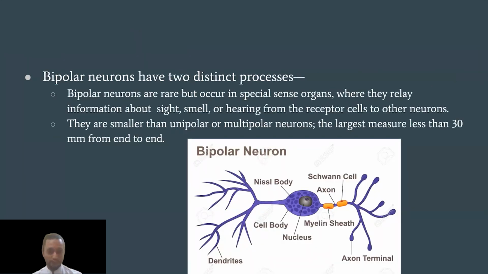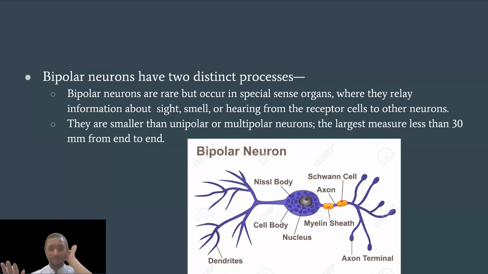Then you have bipolar neurons. Here the cell body is located at the center of the neuron, and then axons are on both sides, dendrites are on both sides, right? Bipolar neurons are also rare. They are present in certain sense organs where they relay information about sight, smell and hearing from receptor cells to other neurons, right? So it's sight, smell, hearing for your bipolar neuron. So touch is not there, right?